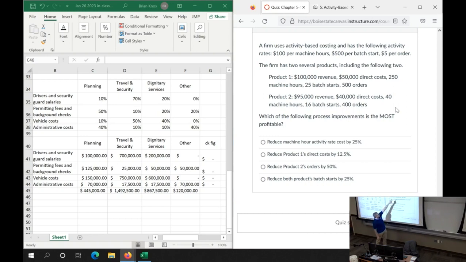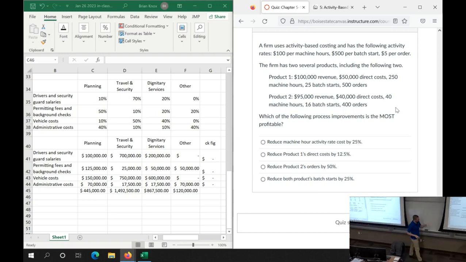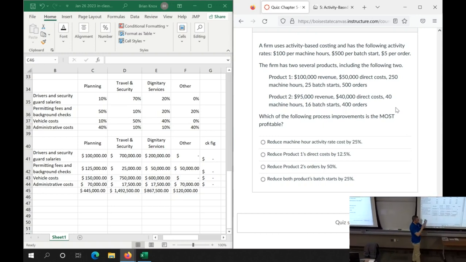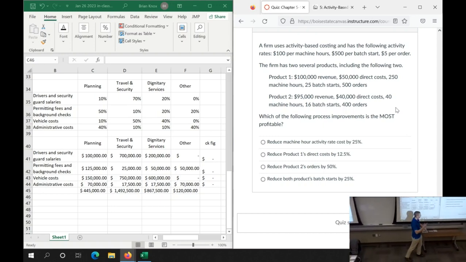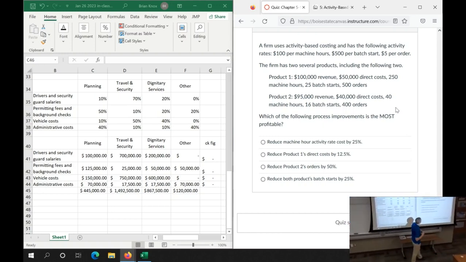Product one: $100,000 revenue, $50,000 direct costs, and then the consumption of product one in terms of the three cost drivers we have up above: machine hours, batch starts, and orders. Product two has the same information: total revenue and direct costs, like direct materials and direct labor, and then the three activity drivers that we're tracking with this firm's ABC.